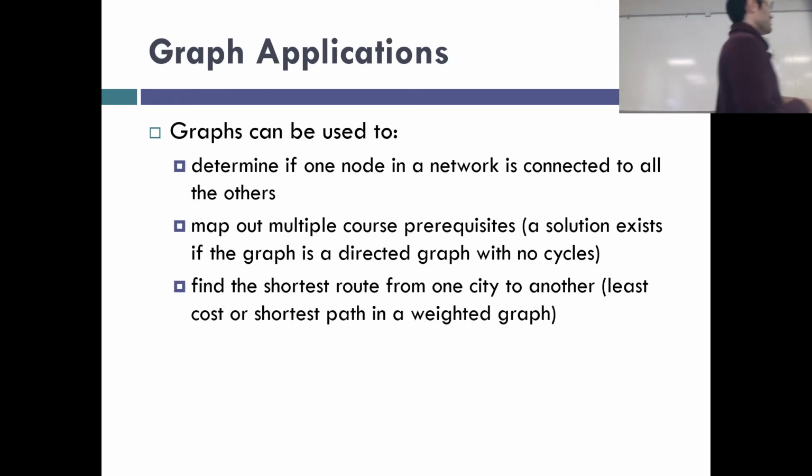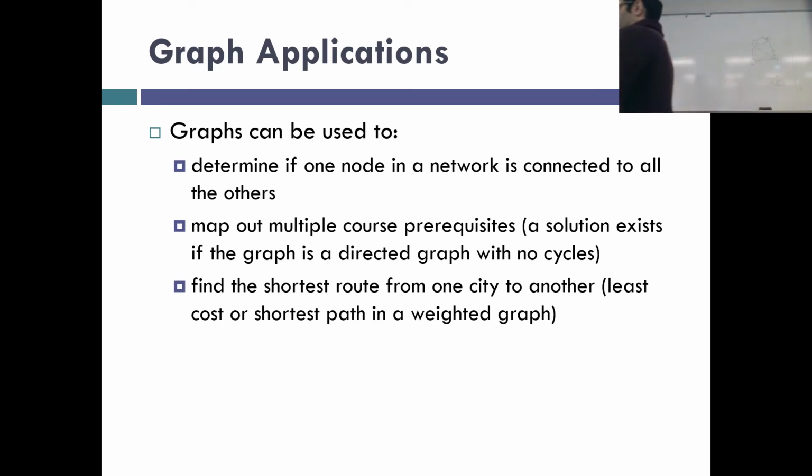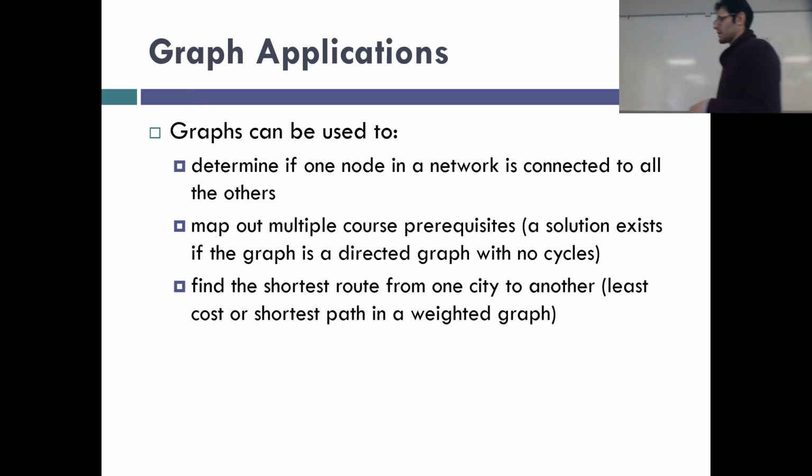So things that we can use graphs for is like to determine whether everything in the network is connected to each other. Can you route from all locations to any other locations? Map out all the course prerequisites. Find the shortest route from one city to another. So the least cost or the shortest path in a graph. That's actually a very solved problem, and there's a lot of different ways to do it. There's Dijkstra's, there's Bellman-Ford, there's other algorithms that people have put their names to.